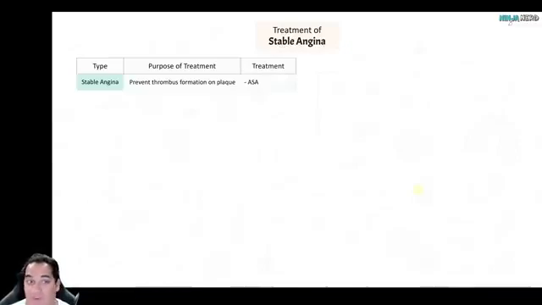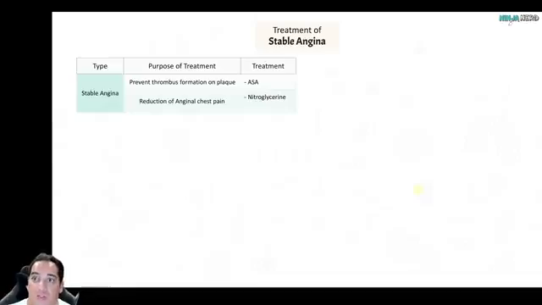Aspirin. Simple. Next thing is I really want to reduce their anginal chest pain, so I want to reduce the oxygen demand. The ways that I can do that is nitroglycerin, because that reduces preload and dilates the coronary vessels. And the second thing, which is even more beneficial than that, is beta blockers.